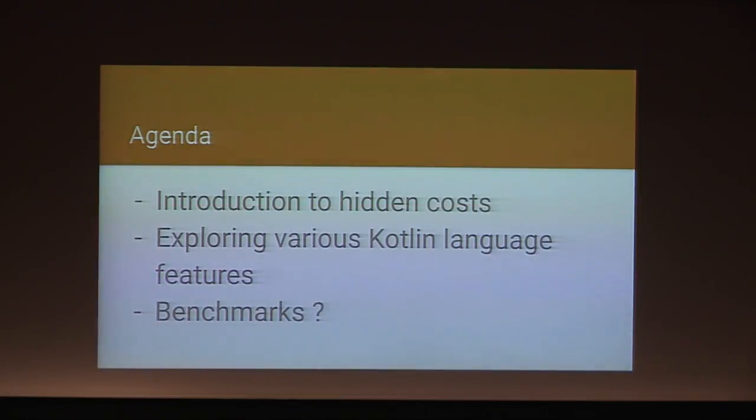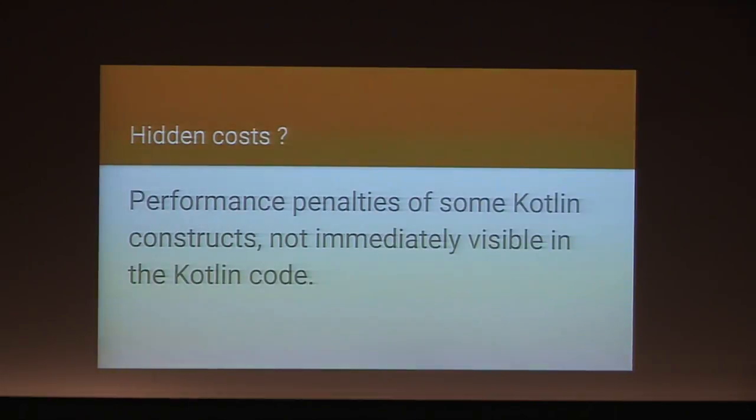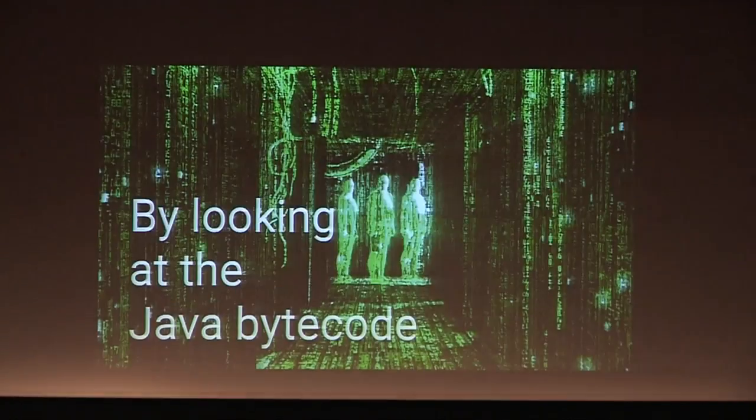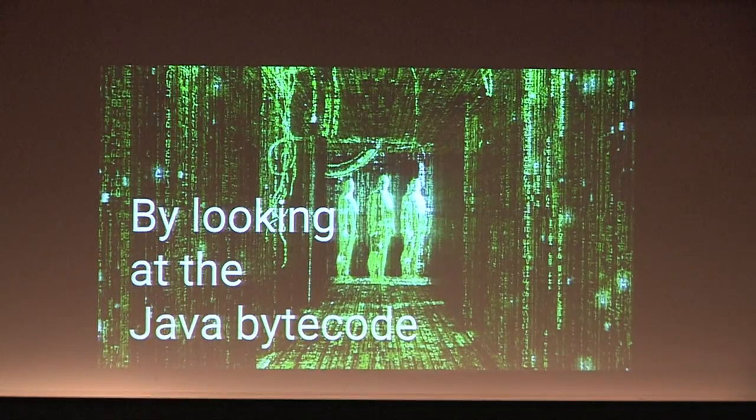So this is the agenda of the presentation. First, I'm going to explain what Kotlin hidden costs are. Then we are going to explore various Kotlin language features, not all of them, obviously, but the ones I found interesting. And then we are going to end the presentation with a small word about benchmarks. So what's a hidden cost? It's simply a hidden performance penalty of some Kotlin construct that you don't immediately see in the Kotlin code. So if you don't see this penalty in the Kotlin code, where do you see it? Well, you see it by looking at the Java bytecode. So this means that we are going to focus on the JVM implementation of Kotlin and not on Kotlin native or Kotlin JavaScript. And this is the one that's used for Android as well, of course.